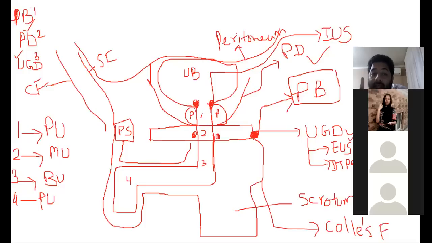Okay. Now, very important point. If I am going to ask you which part of urethra is present in the urogenital diaphragm, Ramsia, what will be your answer? It is membranous urethra. Very good. Okay. Now, Muskan, if I am going to ask you which part of urethra is present above the pelvic diaphragm, it will be which urethra? Prostatic urethra.